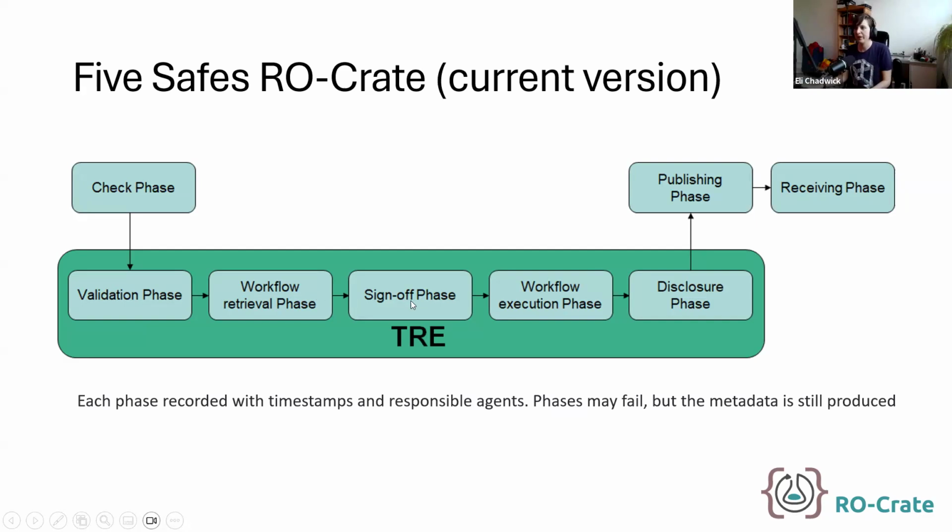There'll be some sort of sign-off phase on that execution, then the workflow will execute, and then it will go through a disclosure control process before it leaves the TRE and is prepared for publishing. Then it might be received by some client at the end that does additional validation or adds some final metadata to it. So each of these phases is recorded with timestamps and responsible agents: the people or organizations or tools that are responsible for completing these phases. And some of these phases might fail, but the metadata will still be produced. So if your process is rejected at some of these stages or it fails, it might just return a crate without any data in it, but it will still have the metadata.